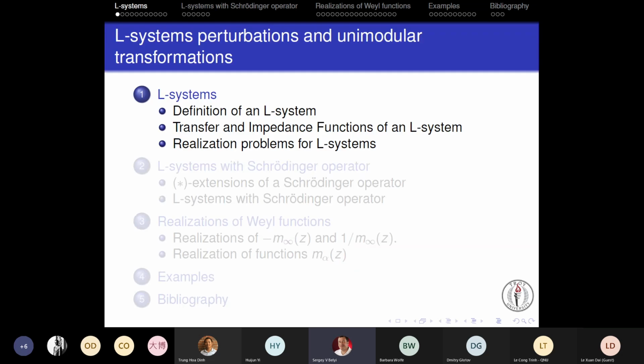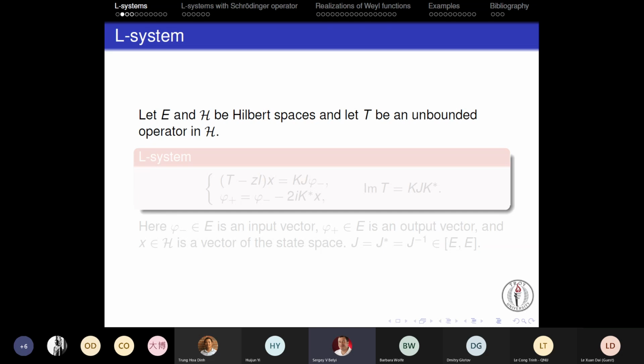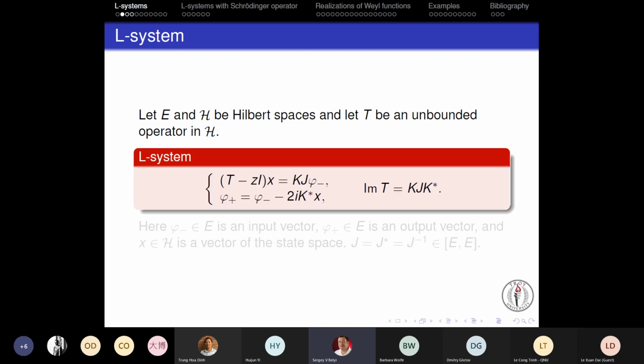First, some background information, definitions, and symbolism. We will deal here with what is usually called an L system. Originally, an L system is considered as a pair of two equations, the one you see on the screen right now. There are two Hilbert spaces, E and H, and an unbounded, this is super important, unbounded operator T in H.